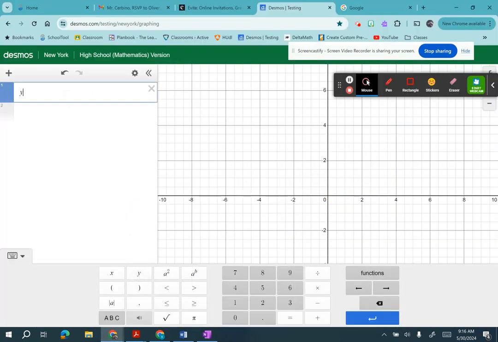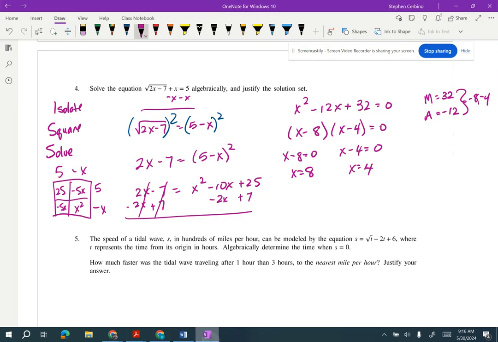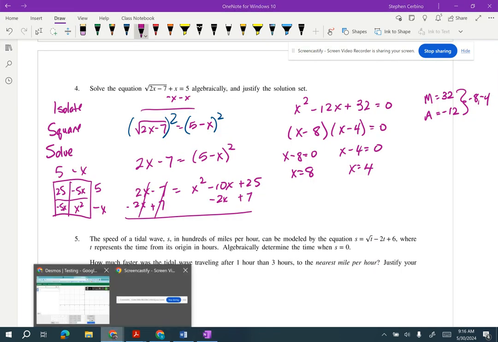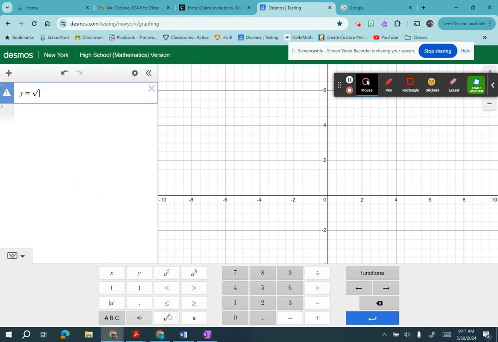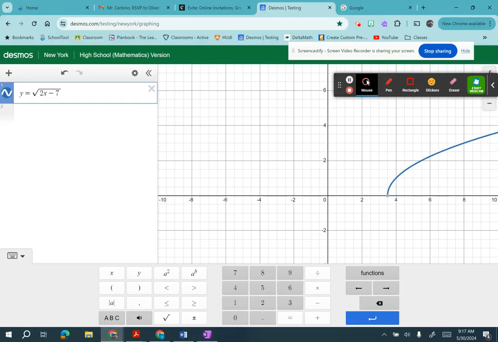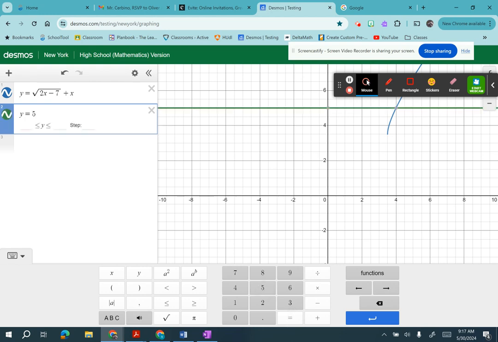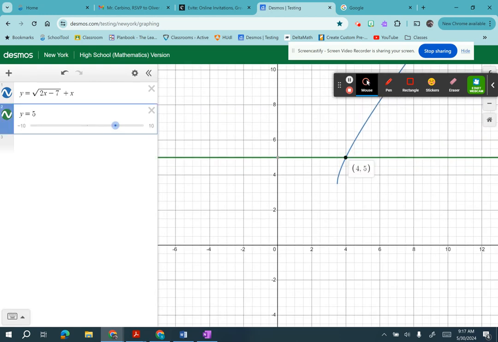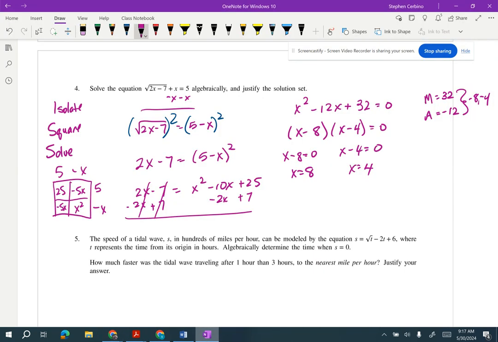So we'll say y equals the square root of 2x minus 7. Get out of the radical, put in our plus x, and we have y equals plus 5 plus x. And we have y equals 5 as the other equation. You will see these only intersect one time at positive 4. So the x value of 4 is the answer. 8 is extraneous.